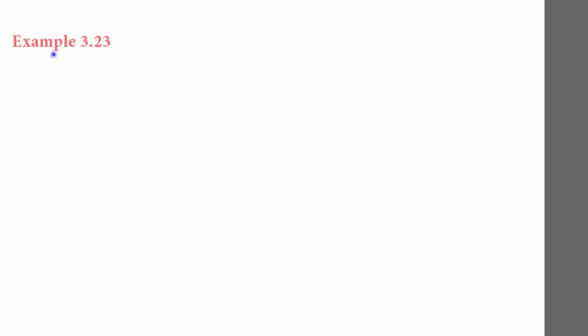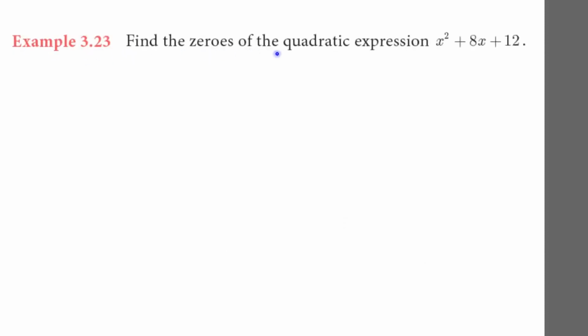Let us see example 23rd sum in 3rd chapter. Find the zeros of the quadratic expression x square plus 8x plus 12. See, since it is an expression, equal to 0 or equal to any other terms are not given here. So we should not call this an equation, we should call it an expression. Now we are going to find the zeros of this quadratic expression.